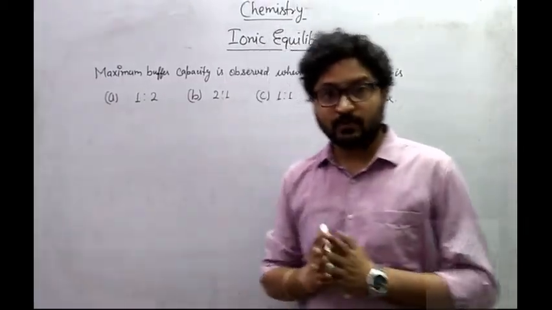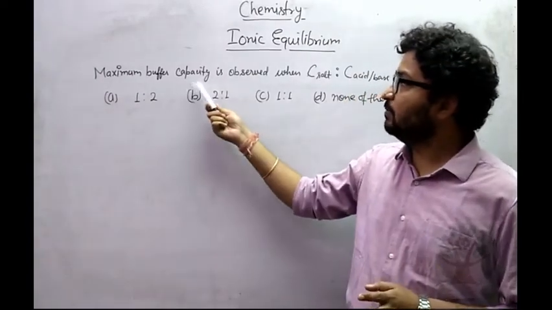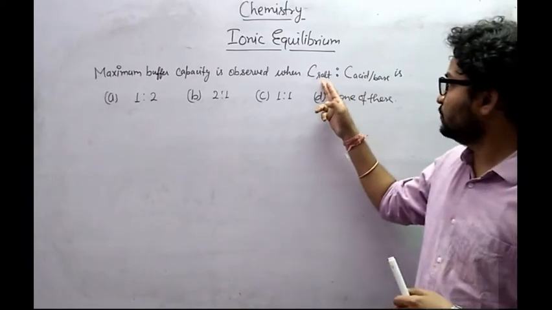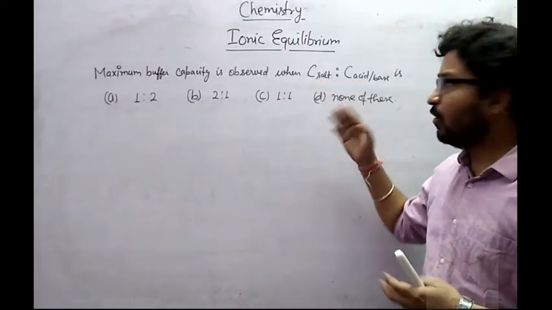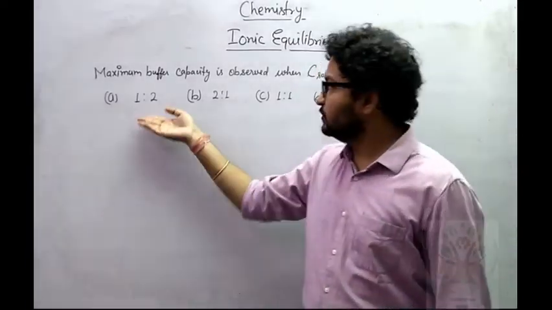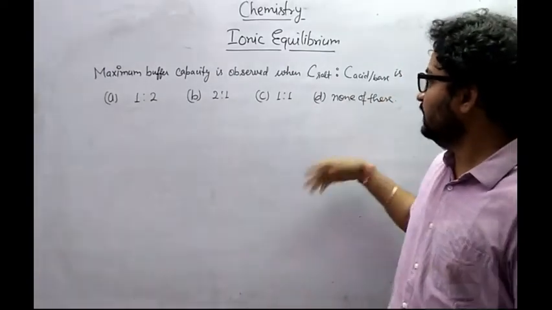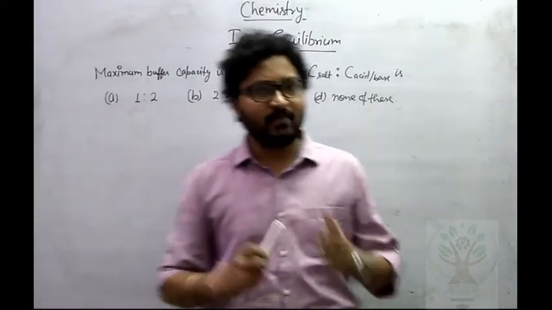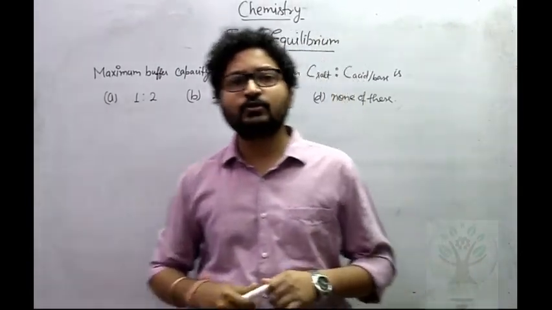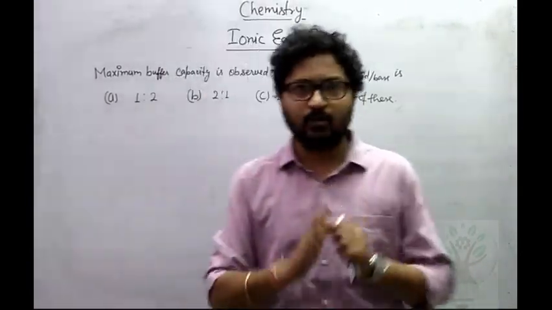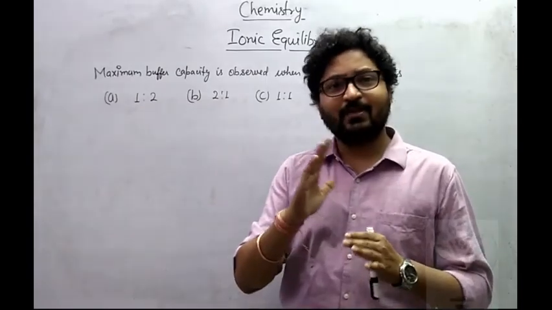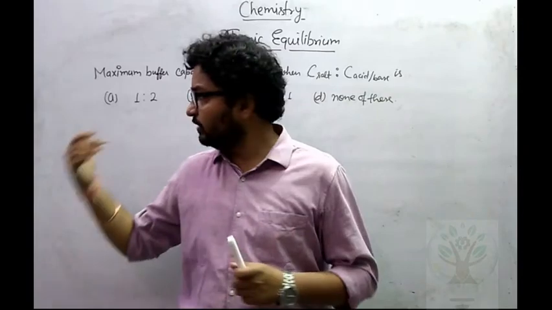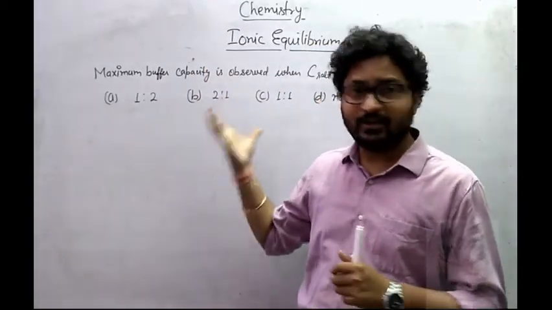Now this is a very famous question. The question is: the maximum buffer capacity is observed when the concentration of salt to the concentration of acid or base is 1:2, 2:1, 1:1, or none of these. This question can be solved mathematically, and it can also be solved theoretically or logically. The mathematical portion is not in our syllabus, so I will focus on the theoretical, or logical, approach.